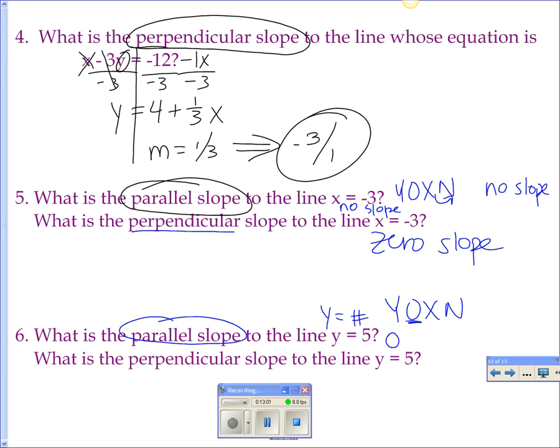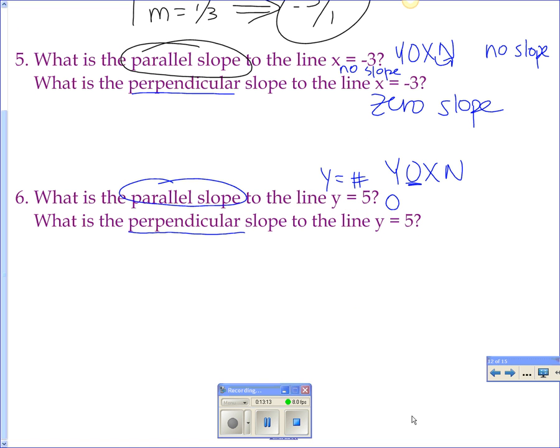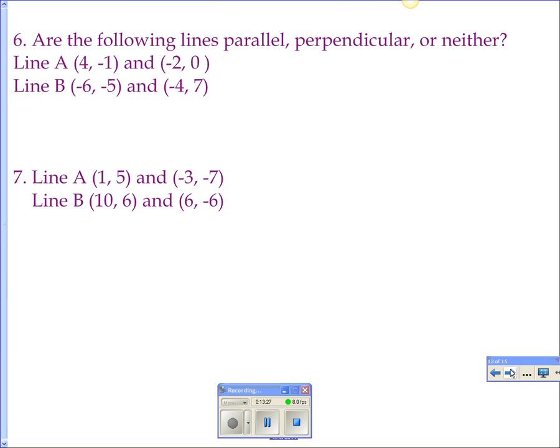Okay. Zach, what about for perpendicular? What do we have to do? Okay, how do we flip 0? What does it become? No slope. Okay, so in this particular circumstance, the opposite of 0 is no slope. The opposite of no slope is 0 slope. Okay, so those are the opposites of each other. Okay. Questions? All right, last 2, I think.